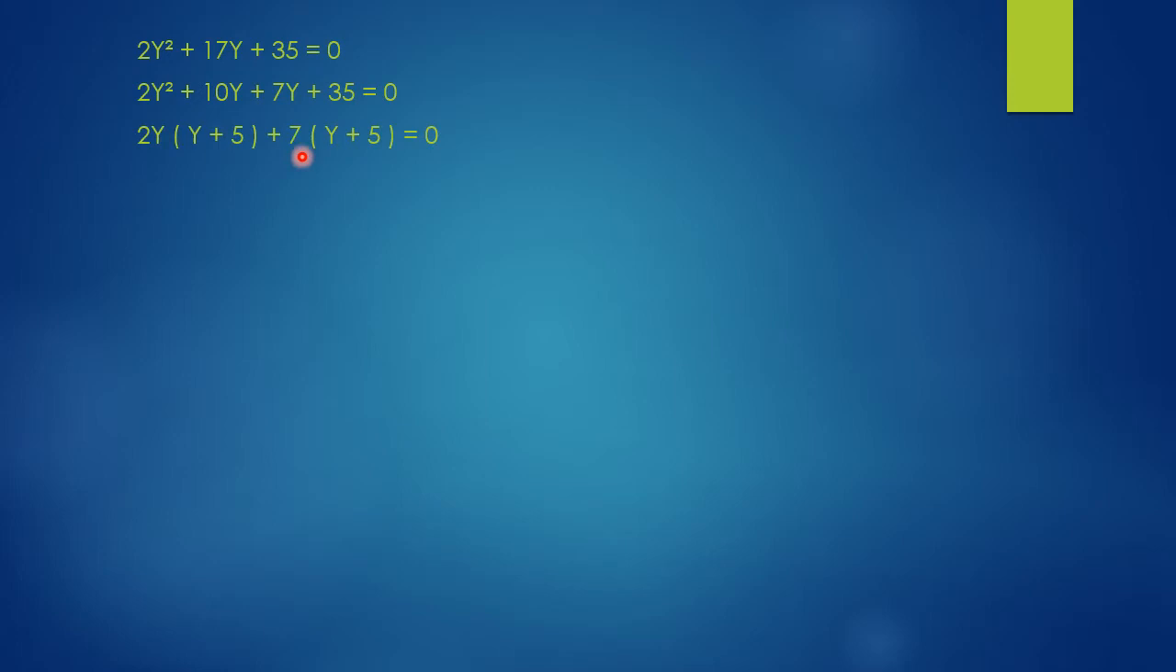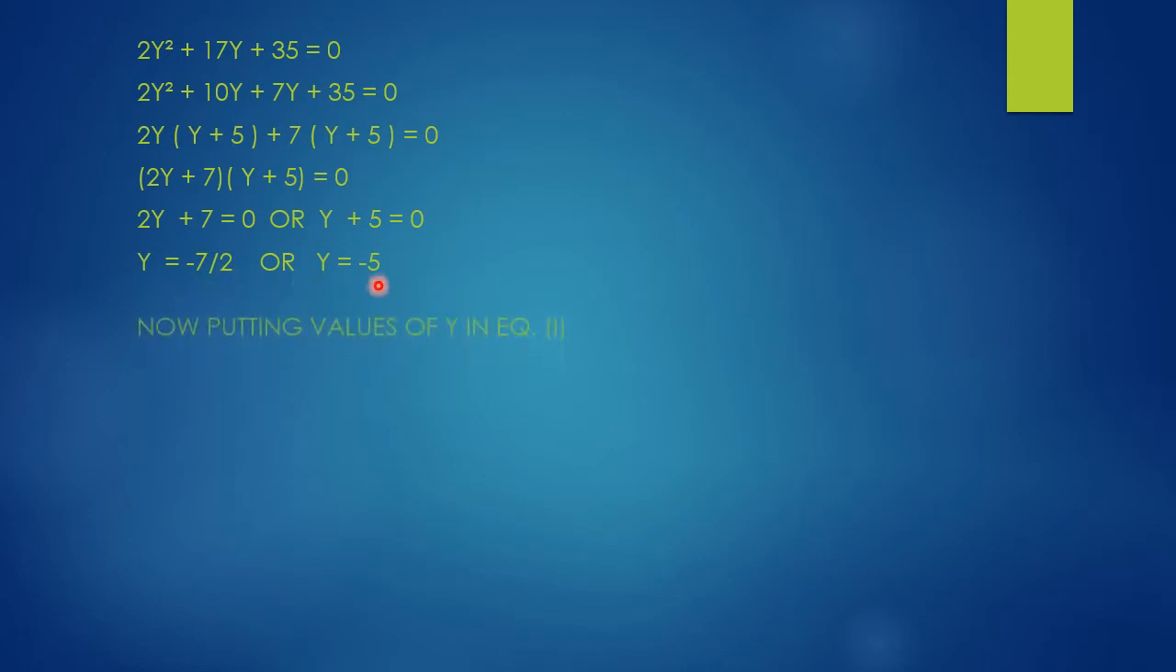2y plus 7 and y plus 5 are common factors, so 2y plus 7 is equal to 0, or y plus 5 is equal to 0. So y is equal to minus 7 by 2, or y is equal to minus 5.